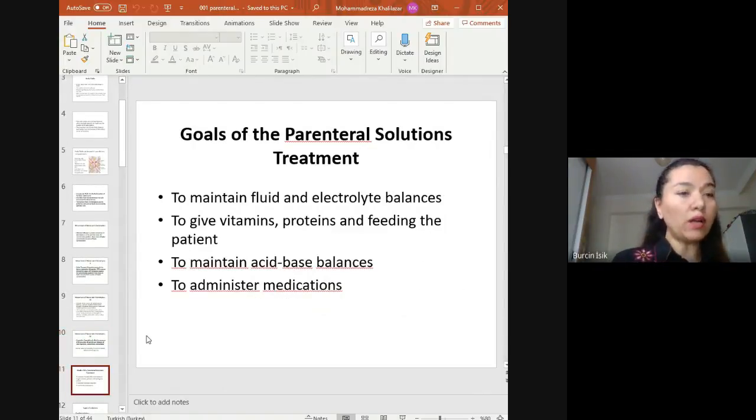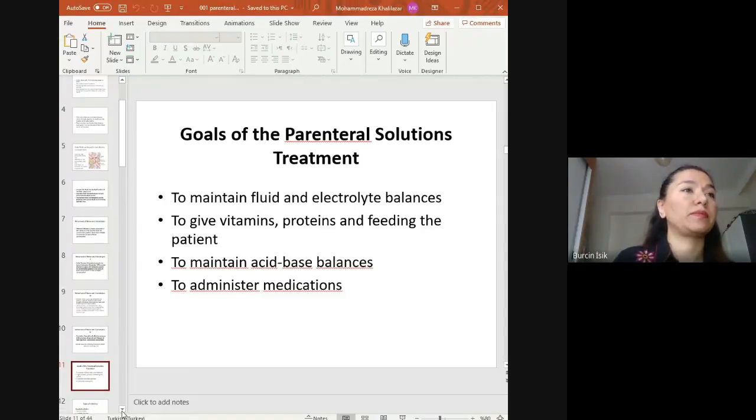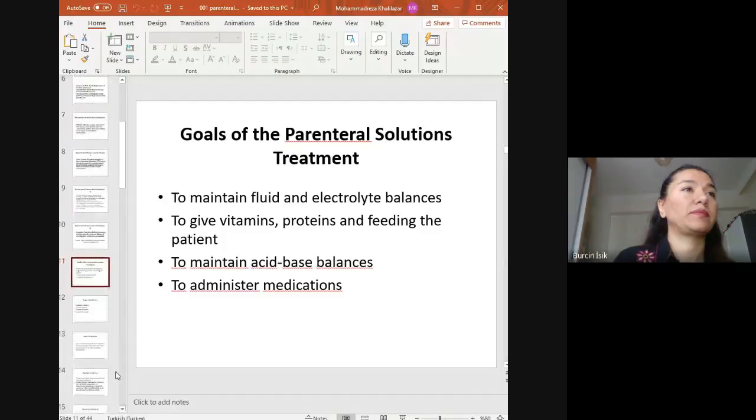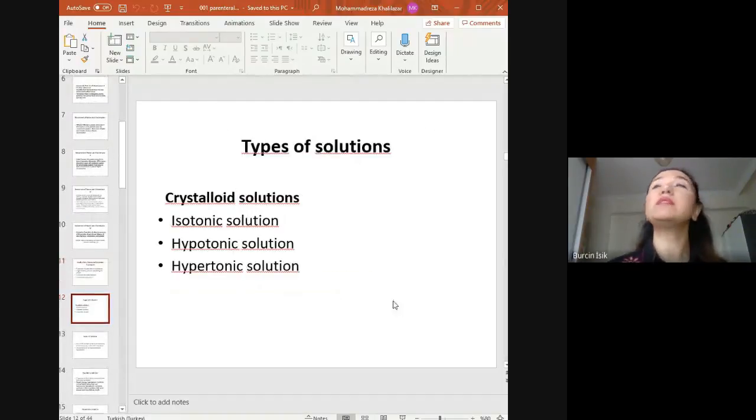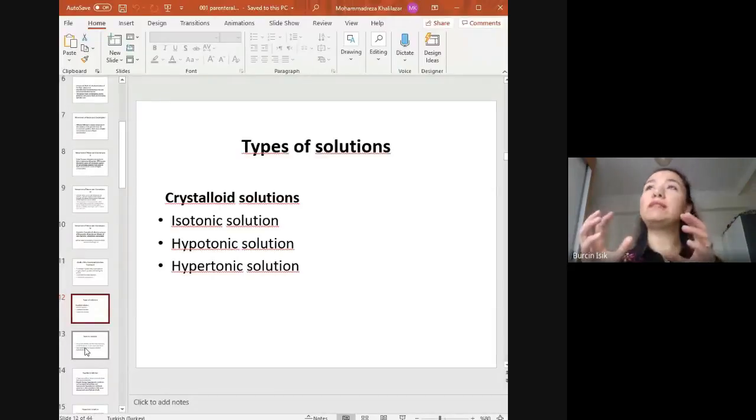About the goals of the parenteral treatments: to give the vitamins, to give the drugs, the acid-base balance, to administer the medication. And about the types of solution, we have three types: isotonic solution, hypotonic, and hypertonic. The isotonic solutions have the same osmolality as plasma.